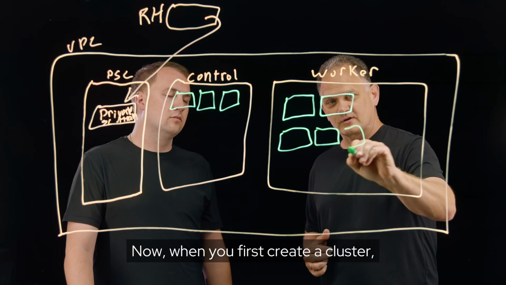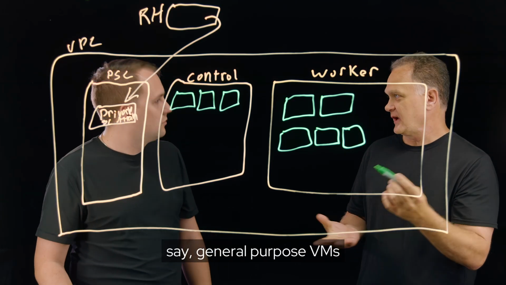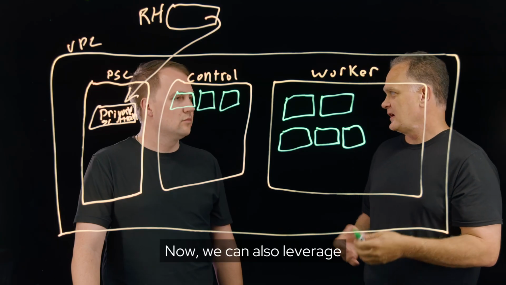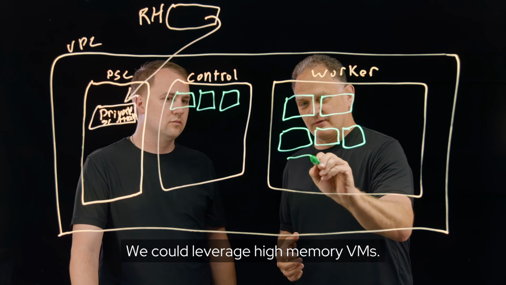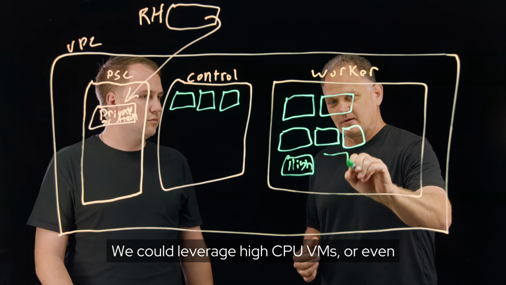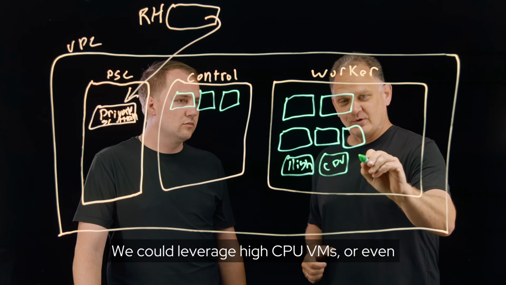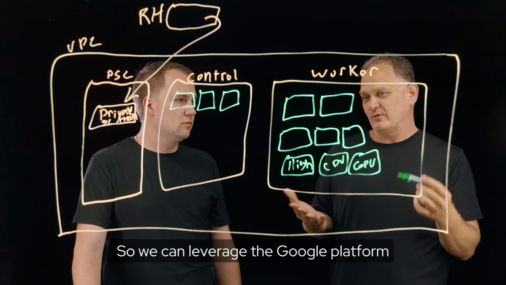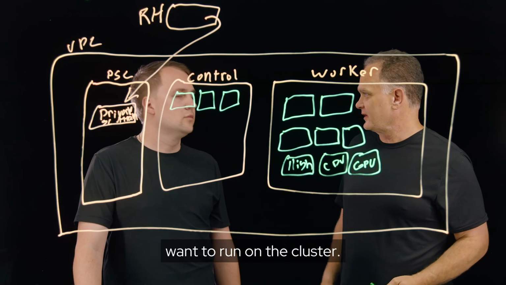Now, when you first create a cluster, you're going to have a default machine pool. And these could be, say, general purpose VMs that the cluster will use for the core platform and for some of your applications. Now, we can also leverage other VMs with Google Cloud. We could leverage high memory VMs. We could leverage high CPU VMs, or even GPUs if you so wish. So we can leverage the Google platform to meet the workloads that you would want to run on the cluster.